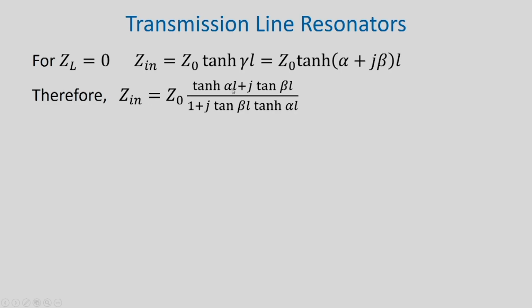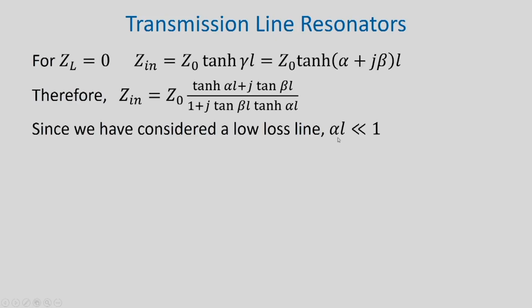and this equation can be expanded as Z in is equal to Z0 times (tanh alpha L plus j tan beta L) divided by (1 plus j tan beta L tanh alpha L), since tanh j beta L becomes j tan beta L. Now, we have considered the transmission line to have very low loss.